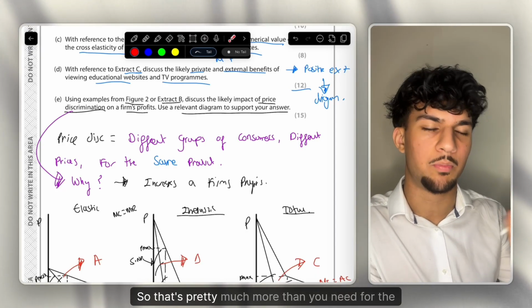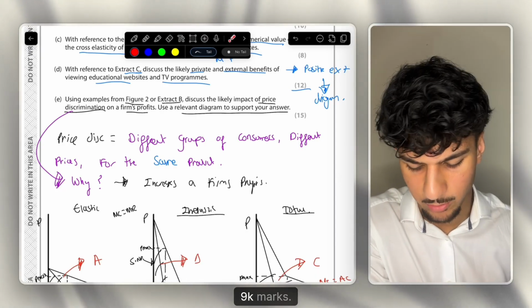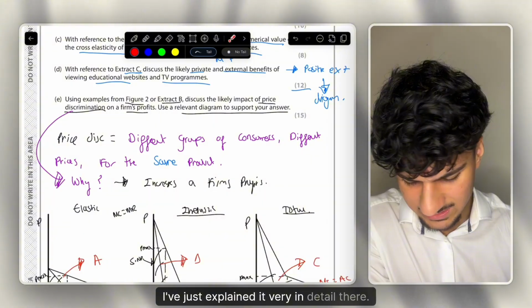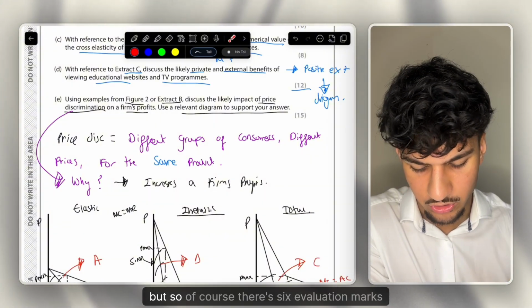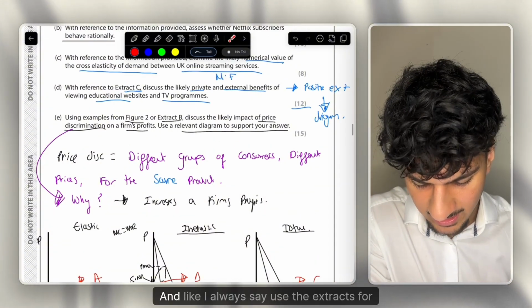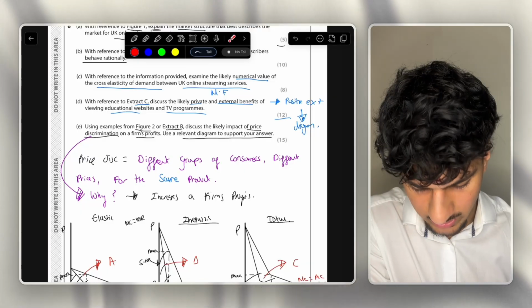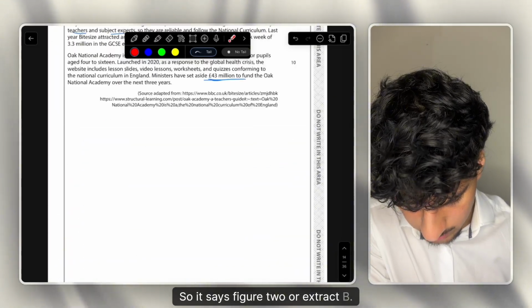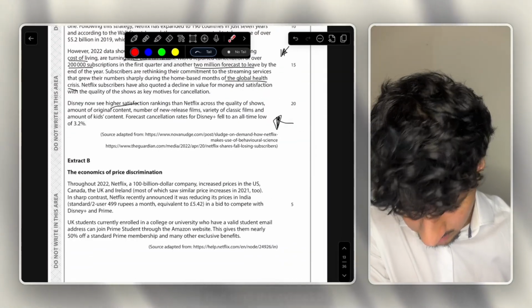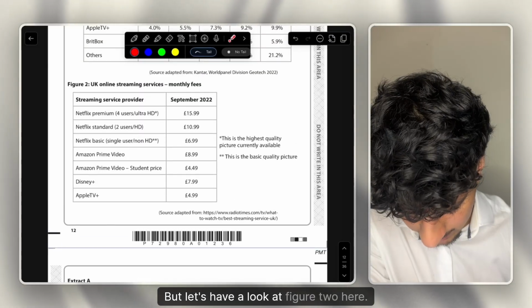Moving on. So that's pretty much more than you need for the 9K marks. I've just explained it in very much detail there. But of course there's 6 evaluation marks here, and like I always say, use the extracts for evaluation. So it says figure 2 or extract B. We've had to read through extract B. It's a decent extract, but let's have a look at figure 2 here.